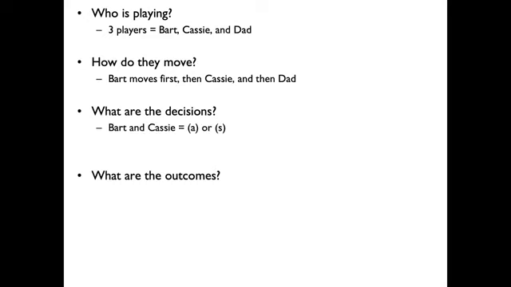Then what are the decisions? Well, Bart and Cassie are going to decide to either go to the amusement park or the science museum. And Dad is going to decide whether to go to the amusement park, the science museum, or the mountain hike, only if Bart and Cassie don't agree with each other. If Bart and Cassie agree with each other, then Dad has no decision to make.